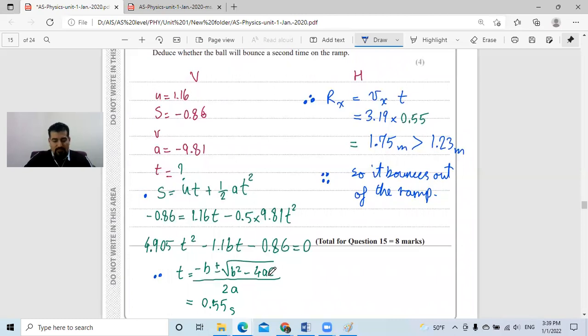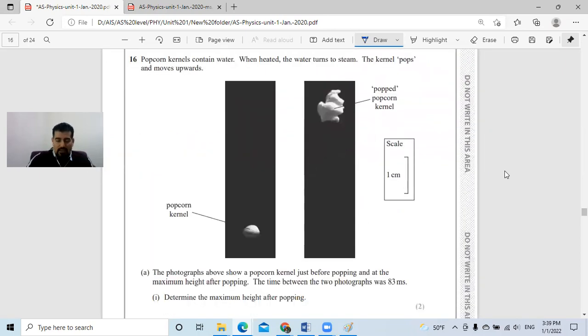Any question? Right, let's move on. Question 16.